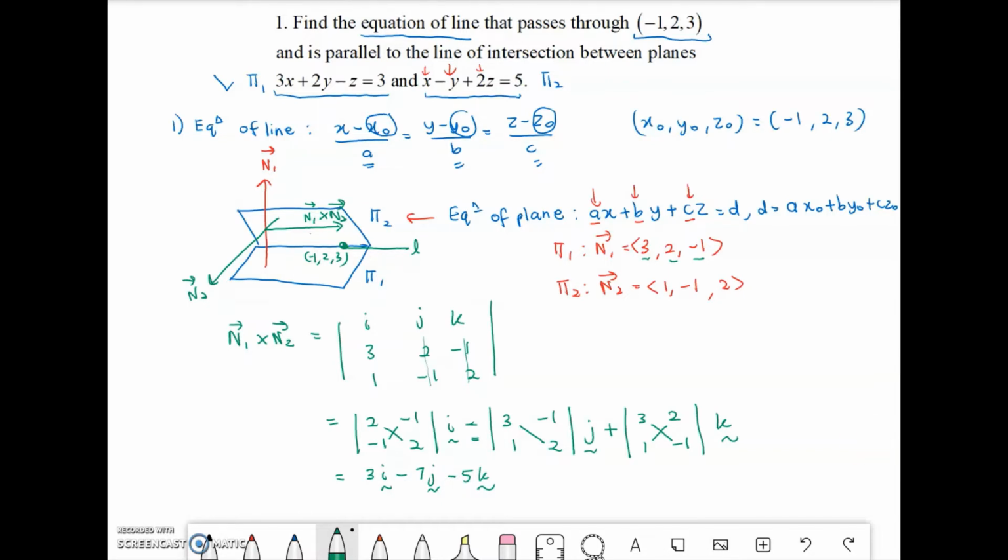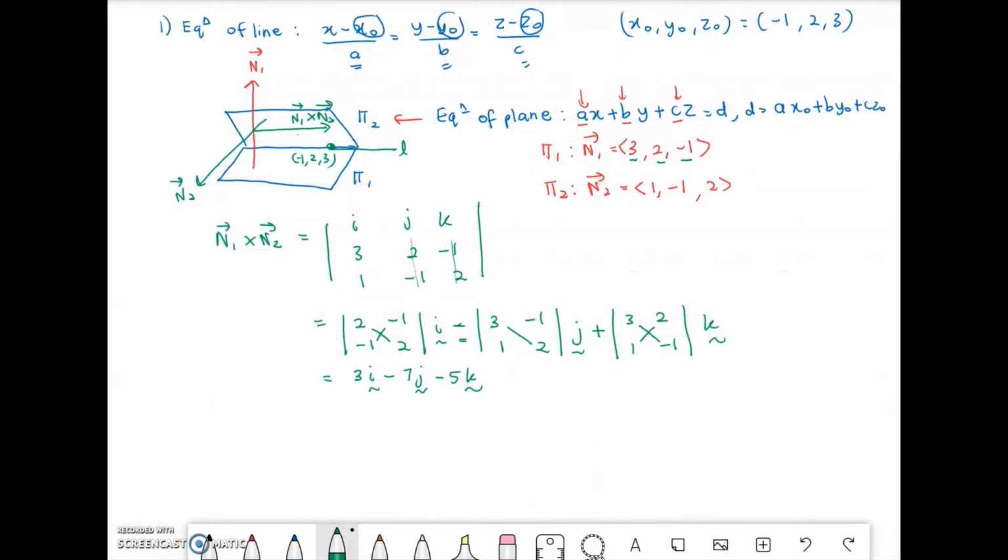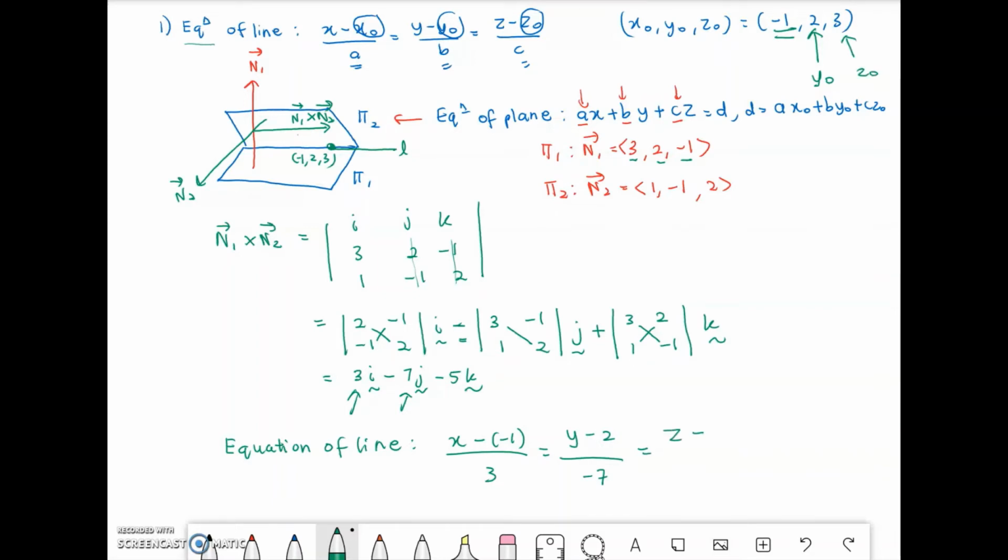So now we can get our equation of line. So we have the equation of line, which is x minus x naught, where x naught is negative 1, over a, where a is 3, equals y minus y naught, which is 2, over b, which is minus 7, equals z minus z naught, which is 3, divided by c, which is negative 5. So this is the equation of the line.